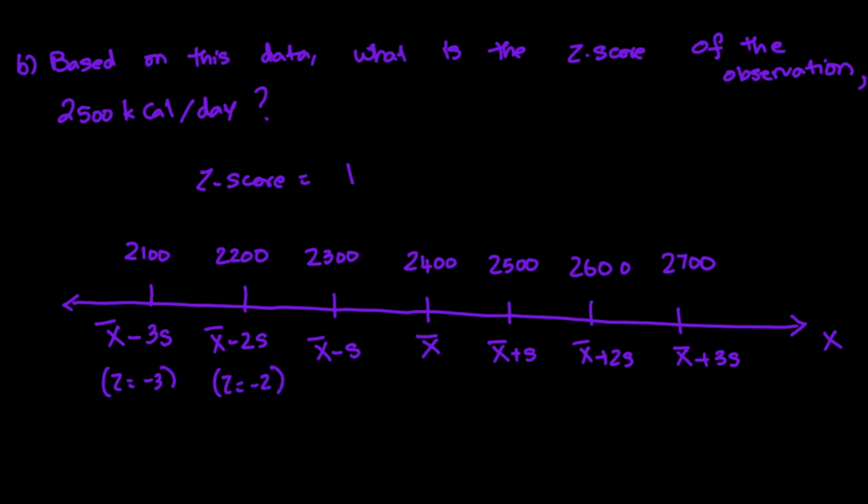The z-score of 2300 is negative 1. The z-score of 2400 is 0, then 1, 2, and 3. Now, if we want to find the percentiles, what percent of observations would lie below 2100 kilocalories? In other words, what is the probability that a 20-year-old male would consume at most 2100 calories?